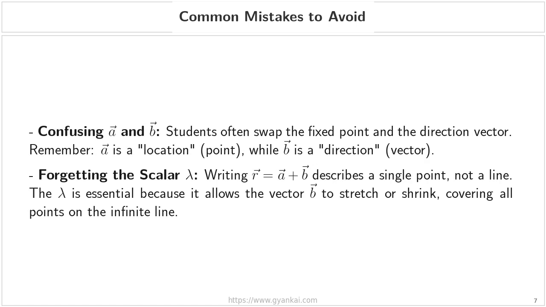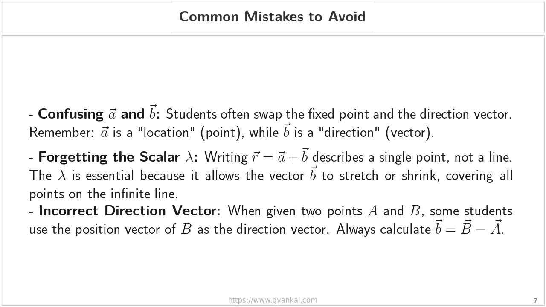Second, a very critical mistake is forgetting the scalar lambda. If you accidentally write r equals a plus b, you aren't describing a line anymore. You are actually just describing a single stationary point. You must include lambda because that scalar is what allows the vector b to stretch, shrink, or even reverse direction, which is exactly what allows us to cover every single point along that infinite line.